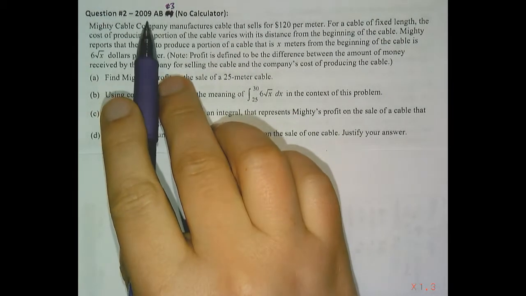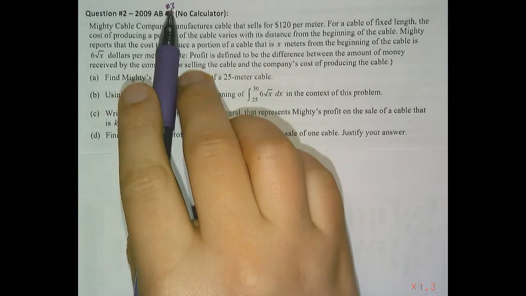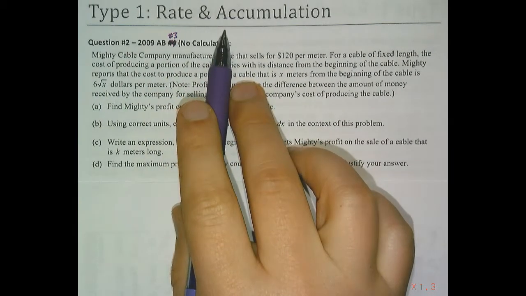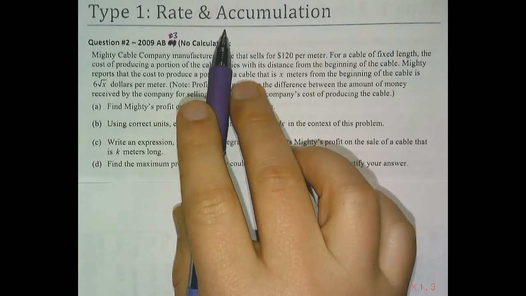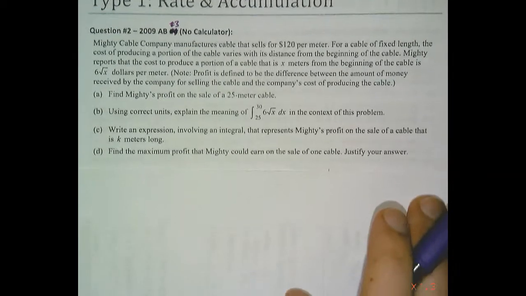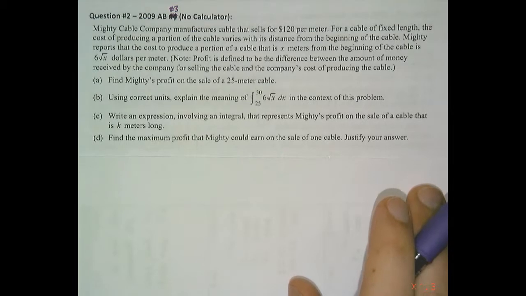Right, so the question from the 2009 AB exam, as I corrected here, is number 3. We classify it as a rate and accumulation problem because we are given a rate and we're going to use it to calculate accumulations. At this point we should be aware that the integral of a rate function is total accumulation. We started off talking about it as accumulation of area.